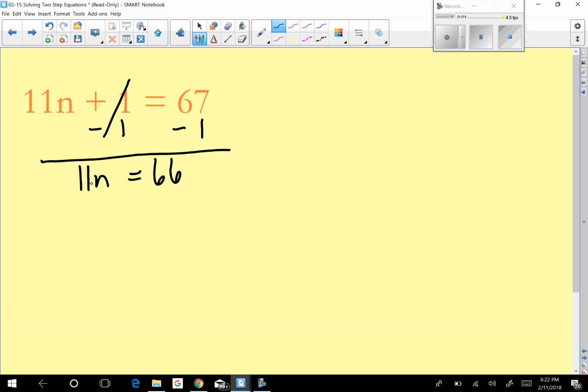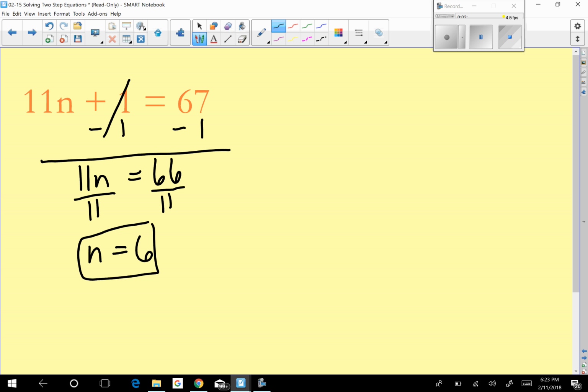Now we have to undo this multiplying by 11, so we're going to divide by 11 on both sides because we have to keep it balanced. So 11n divided by 11 is just going to be n, and that's equal to, and 66 divided by 11 is 6. So n is equal to 6.